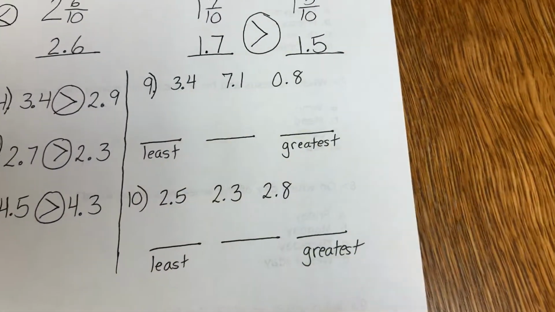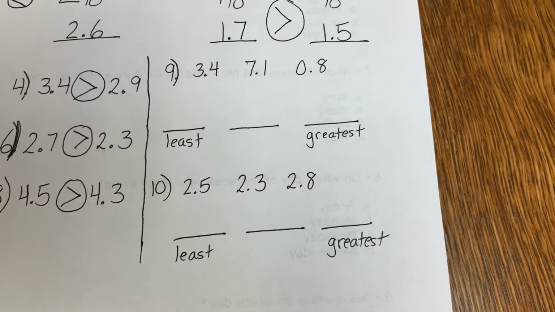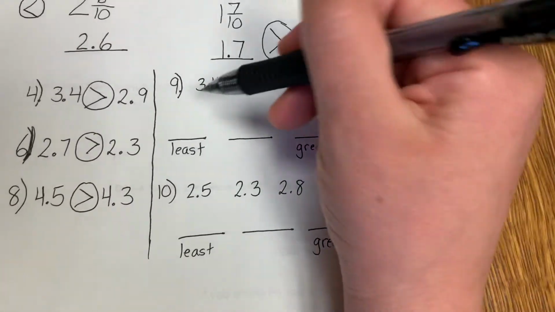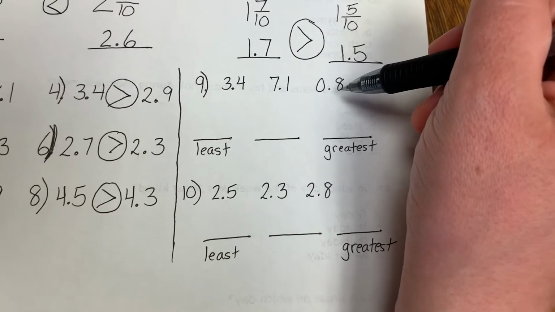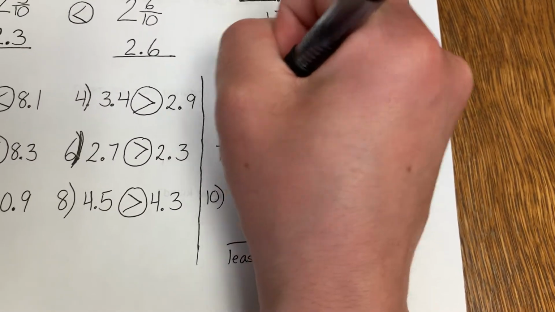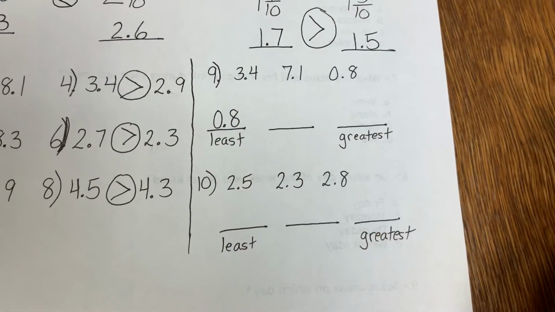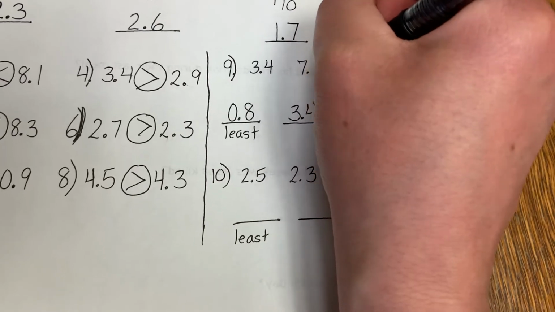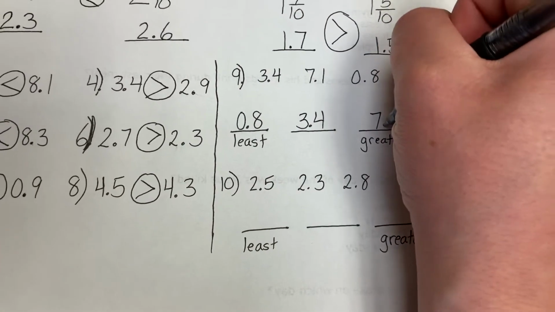Number 9. On these, it says to write the decimals in order from least to greatest. So they gave us 3 decimal numbers here. The least one is going to be 0.8 because it doesn't have anything in the ones place. Then 3.4. And the greatest is 7.1.